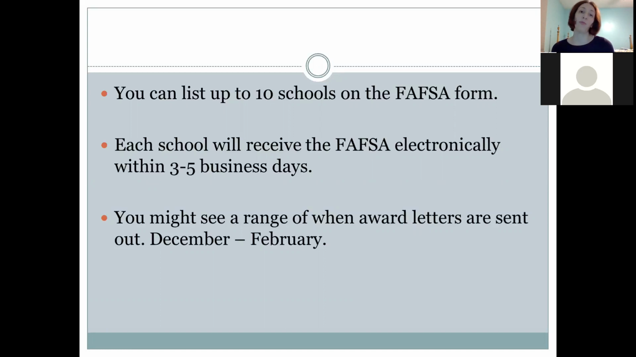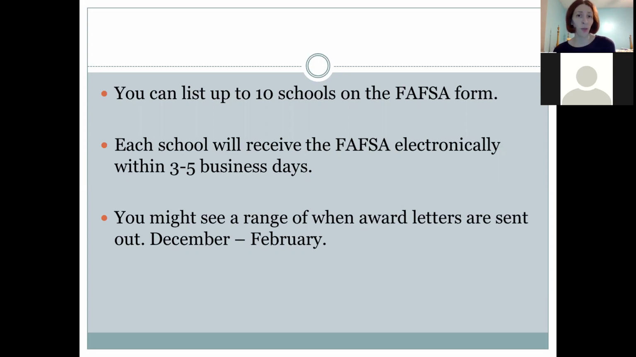If you're applying to more than 10 schools, you really need to keep a list to keep track of the schools that you're taking off and adding. Because if you take off a school that you actually end up attending, they are no longer getting any of that updated information that might be coming through. So it's really important to keep track of all the schools you're taking off and adding on. Again, they will receive it electronically within 3 to 5 days.